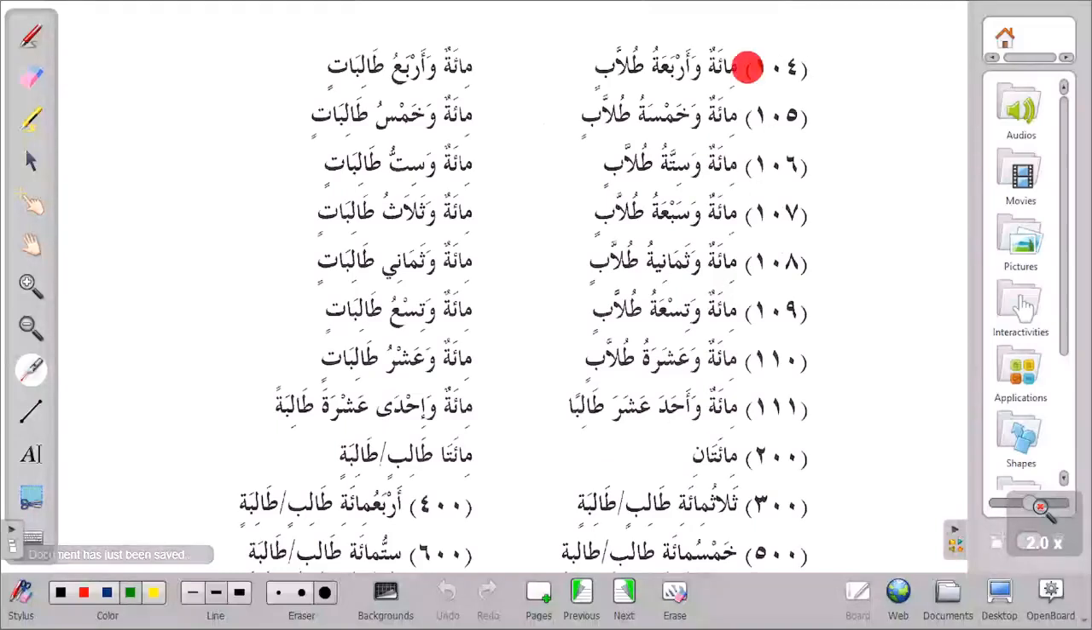So what applies to the other numbers from 101 to 109 is the same thing. Mi'atun wa arba'atu tullabin. Mi'atun wa khamsatu tullabin. Okay. All the way to mi'atun wa tis'atu tullabin. I hope that is clear. Okay.